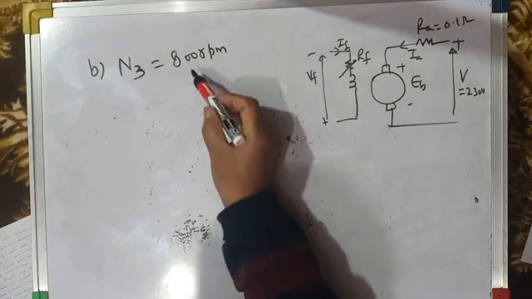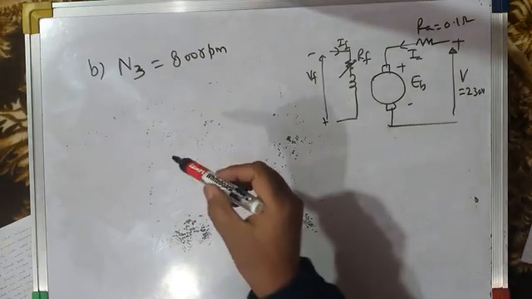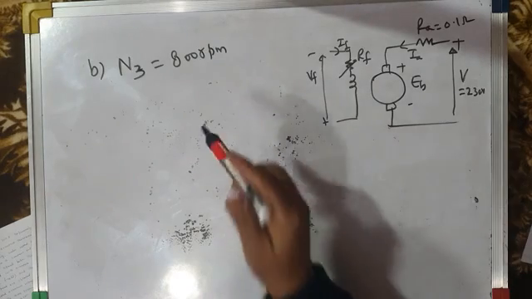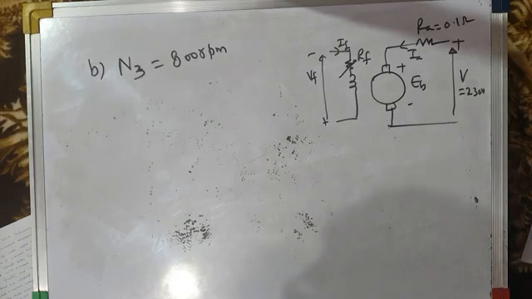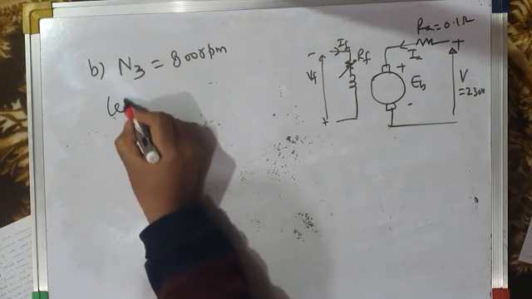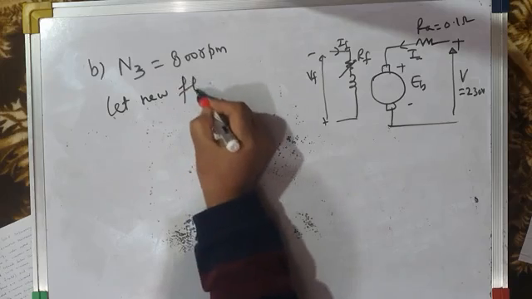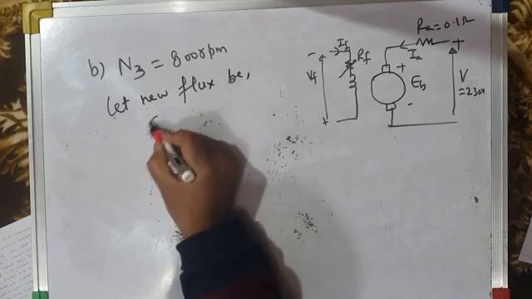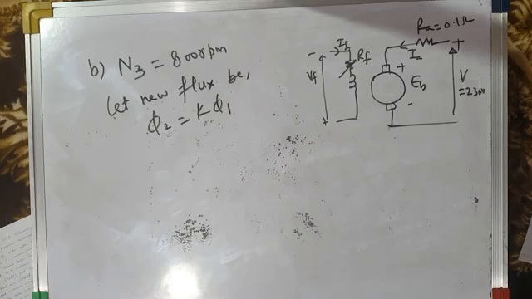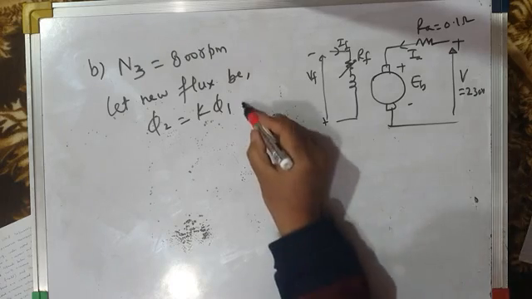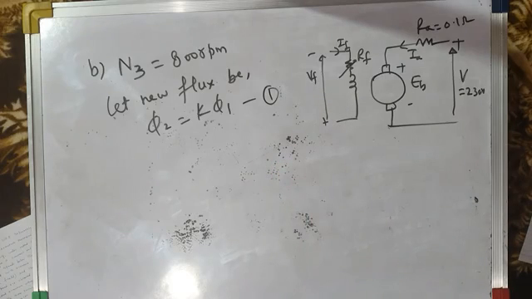So for getting this, this is the speed above base speed, because base speed is 500 RPM. So obviously, in order to get speed above base speed, you have to reduce the field current, field flux. So in the question, it is asked by what amount should the flux be reduced to get this new speed. Now, in order to solve this problem, let us write here, let new flux be, you have to reduce the flux. Let new flux be phi 2 equal to k times phi 1. So therefore, we will try to find out this k. Okay. Let phi 2 be equal to k times phi 1. Let's call this equation 1.